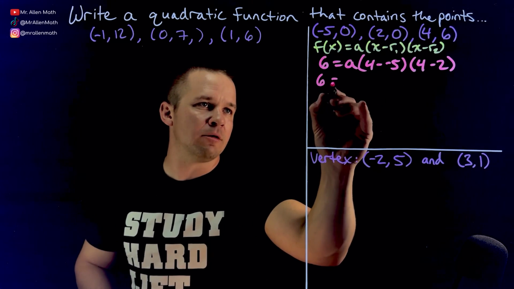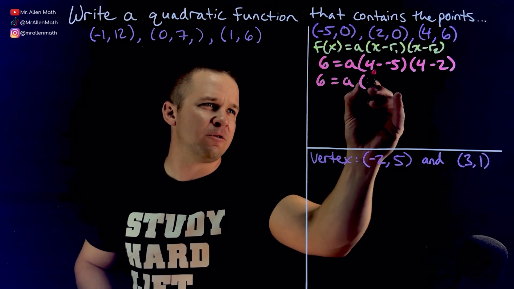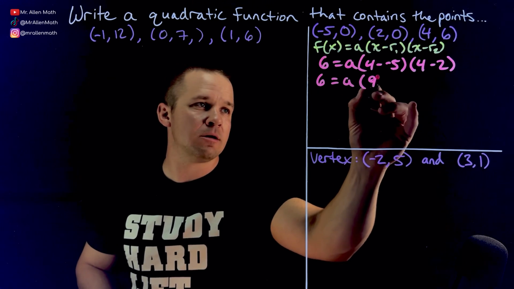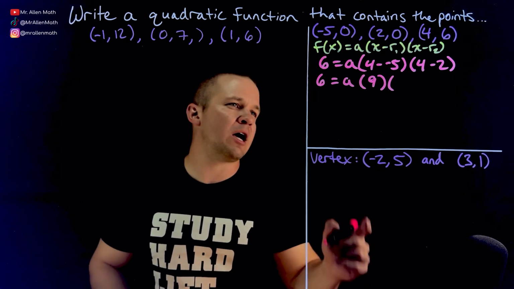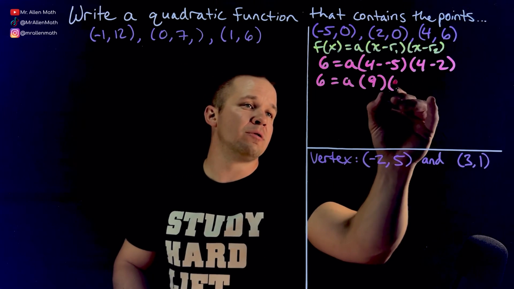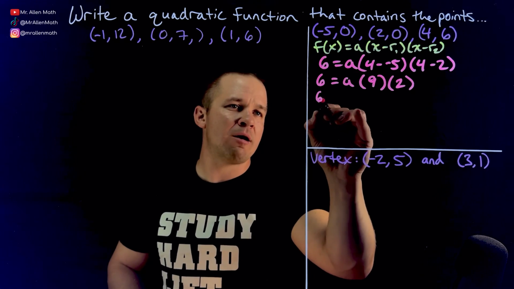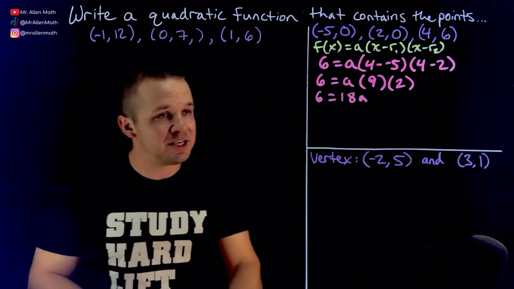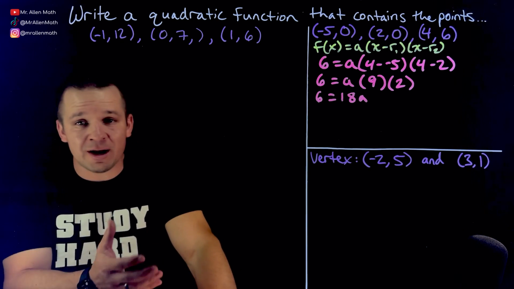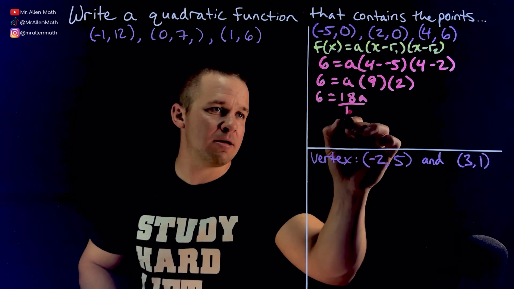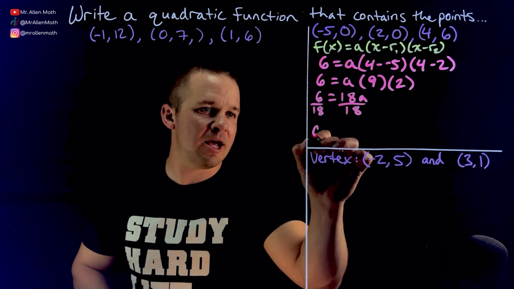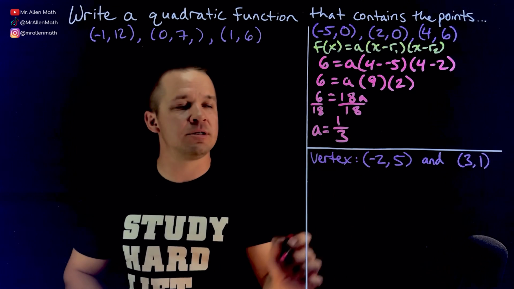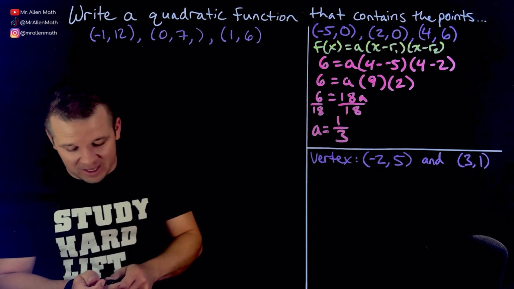So we'll leave the 6 alone. We've got a. This is 4 minus negative 5, so plus 5, so it's 9, a niner. And then we have 4 minus 2 is positive 2. So now I have 6 equals 18a. Sorry, 6 equals 18a. So now I've got to solve for a. Last little step here to get a. Divide by 18. I get a equals, we can simplify that, right? 1/3. That's dope. That's not my final answer here, dogs.